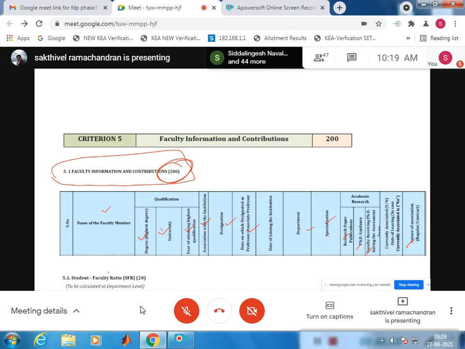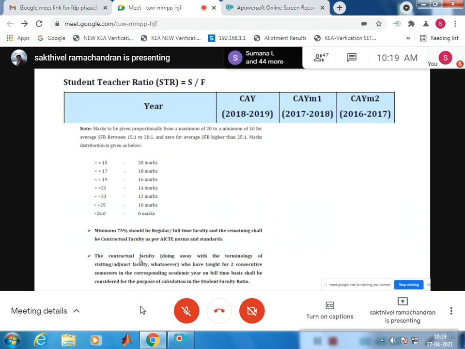Out of that, the first category is student-faculty ratio. This SFR itself will contribute 20 marks out of this 200. Student-faculty ratio, ideally it should be 20. Anything greater than 25 gives 0 marks. So that's what you could see here.